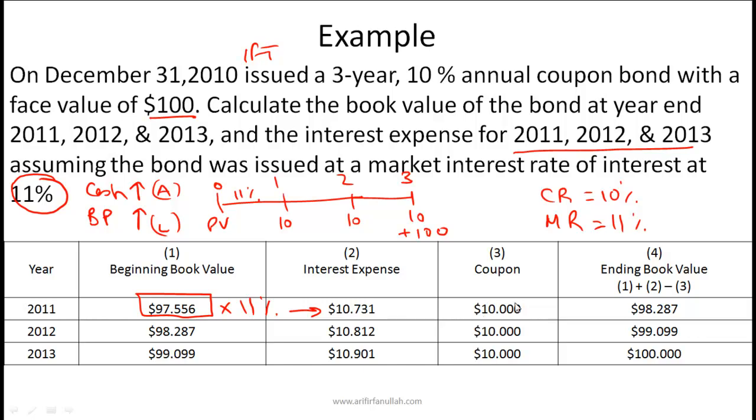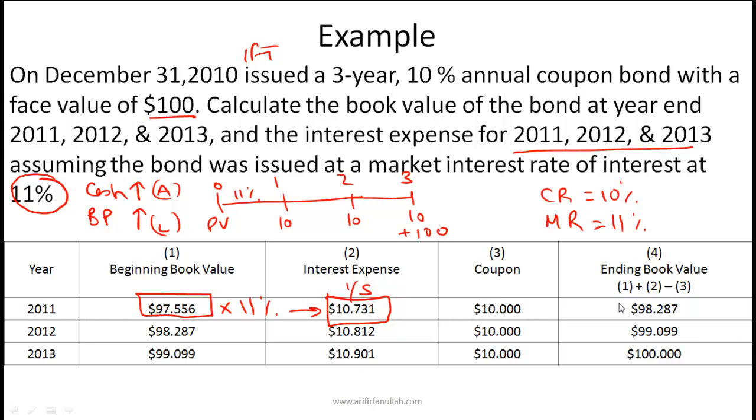The coupon payment is 10. So this is the actual cash flow. This is the actual money that you pay the bondholders. This is the expense that is shown on the income statement. And notice that since the par value is 100 and we only raised 97.556, this means that effectively we must be paying an interest greater than 10%, and that is the 11% interest. So this is what you show on the income statement.